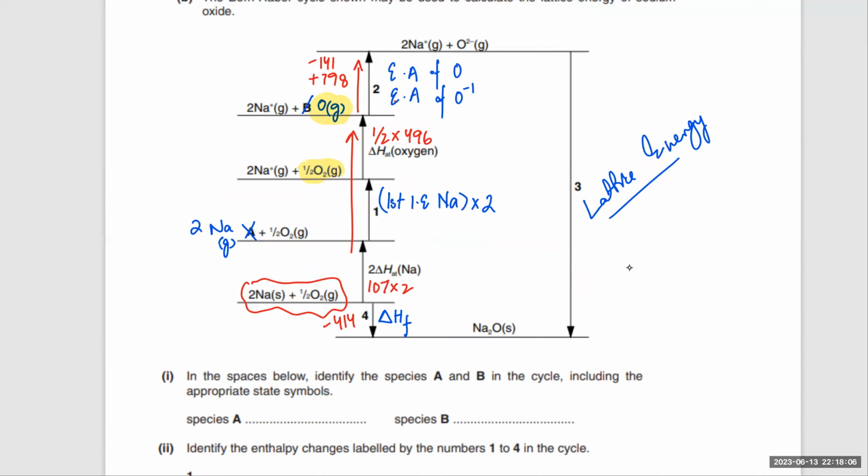Finally, you're left with the lattice energy. They're asking us to calculate the lattice energy. And what we also need is the ionization energy of sodium. So that can be obtained from our data booklet. Just a second.